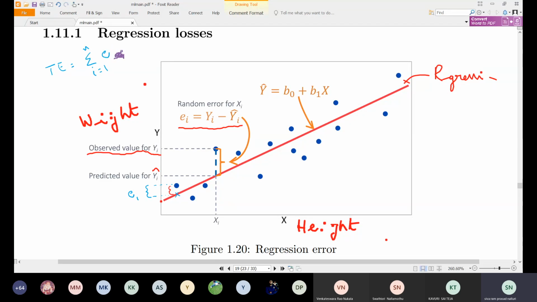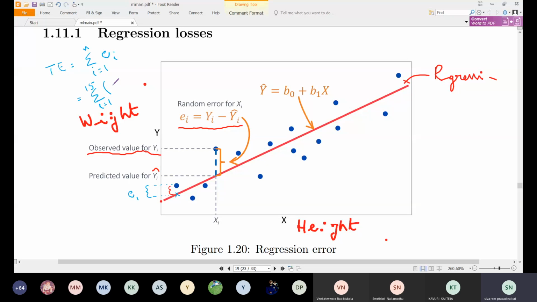Okay. So in our case, how many examples are there in the training set? There are 15 examples. 1, 2, 3, 4, 5, 6, 7, 8, 9, 10. 15 examples. So in our case, this is sigma i equals 1 to 15.